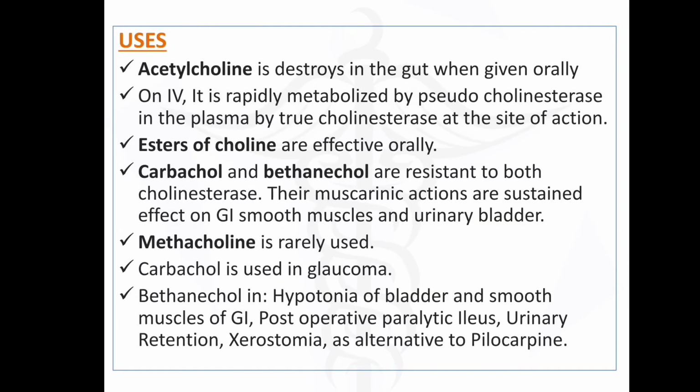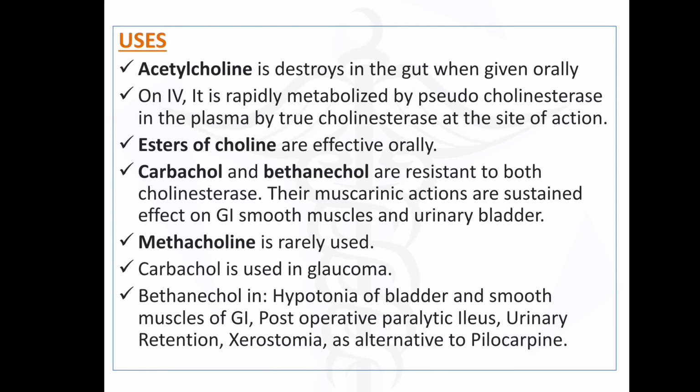Now we know the actions of acetylcholine. Let us study the uses of acetylcholine. Acetylcholine is destroyed in the gut when given orally, and hence it is mainly given by intravenous administration. On IV administration, it is rapidly metabolized by pseudocholinesterases in the plasma and by true cholinesterase at the site of action. Therefore, it is not used therapeutically except occasionally as 1% eye drops to promote meiosis during some eye surgeries.